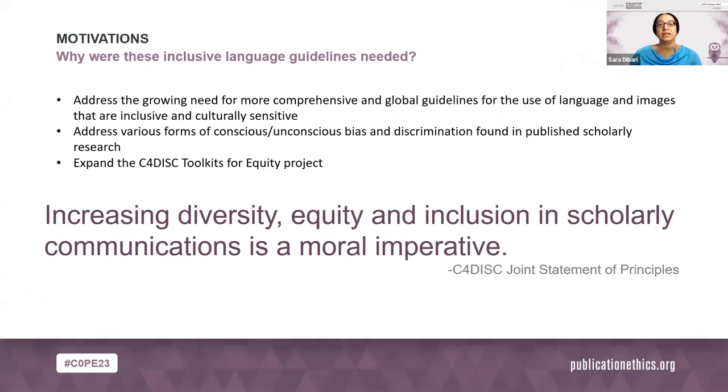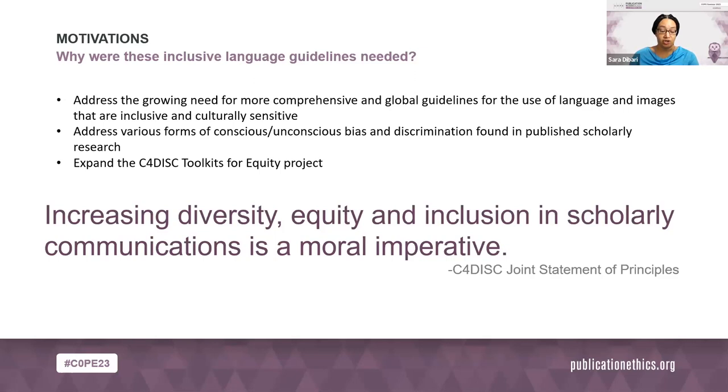So why did we need inclusive language guidelines? C4 DISC notes in its joint statement of principles that increasing diversity, equity, and inclusion in scholarly communications is a moral imperative. In the December 2022 issue of Science Editor, Dr. Leonard Jack wrote a commentary on the Council of Science Editors' recommendations for promoting integrity in scientific journal publications. He said that content assessed for publication in scientific journals and articles eventually published are not immune from bias. In fact, bias against individuals because of their race, gender, religion, disability, education, institutional setting, career status, sexual orientation, spoken language, and other characteristics remain a pressing issue in scientific publishing.